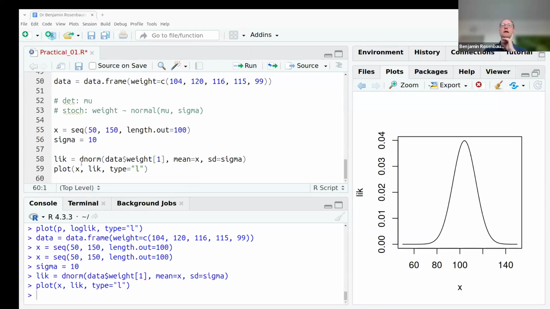And so here we directly wrote down the likelihood function. It comes directly from the stochastic part of the model. Each data point is normally distributed around this parameter mu and some sigma. And here we see for the first data point the likelihood of each possible parameter value between 50 and 150.